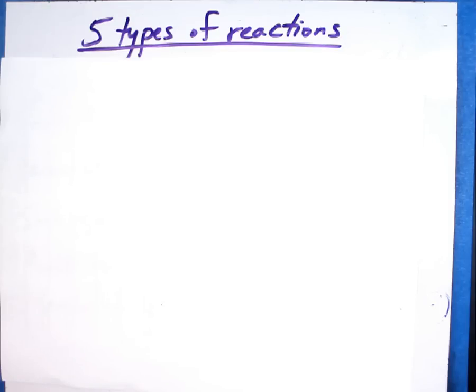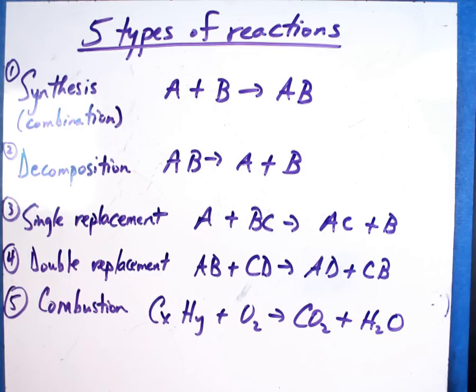In this video, we're going to talk about the five types of chemical reactions. Now, you'll notice that on the screen, I've already written all five of them down for you. Here's what I want you to do. I want you to pause the video and write each one.